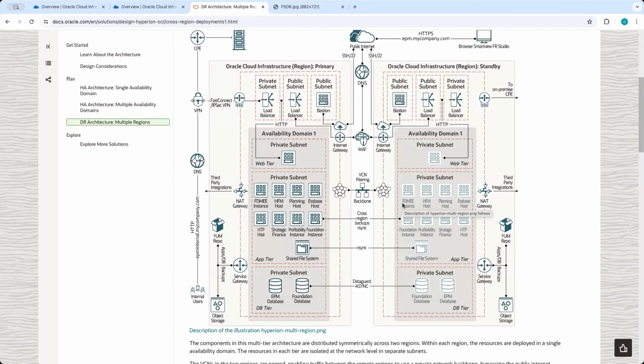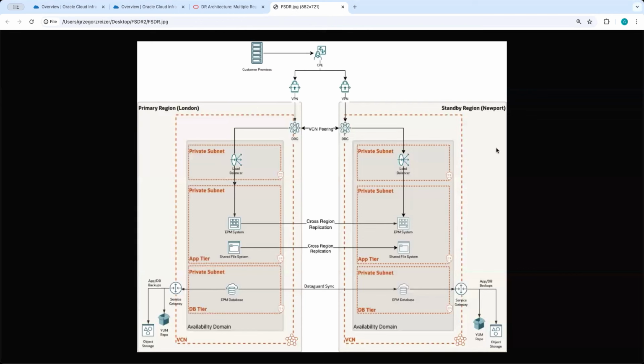In our FSDR example, we use a simplified version of the reference architecture. It consists of two networks in two OCI regions. London, UK South is the primary region, and Newport, UK West is the standby region. In this architecture, traffic from on-premises users flows through IPsec VPN tunnels or FastConnect virtual circuits to the dynamic routing gateway, DRG, that's attached to the VCN.